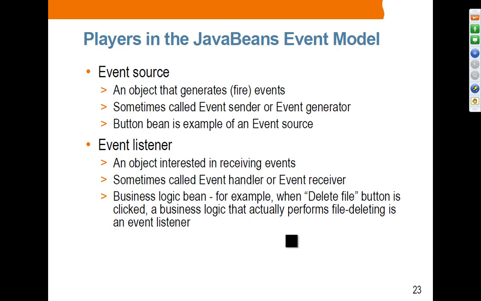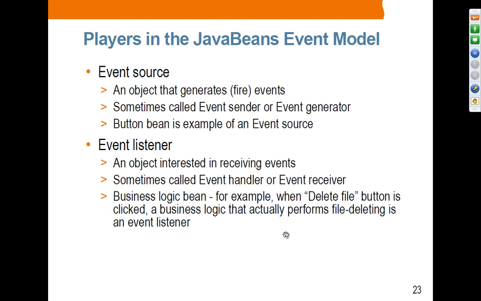So there is an event source, and then there is an event listener. The event listener is the one that provides the action. It is an object or bean that is interested in receiving events. So when the event source fires an event, it will call a method of the event listener. That's what receiving an event means: a method of this event listener object gets called. It's sometimes called an event handler or event receiver.